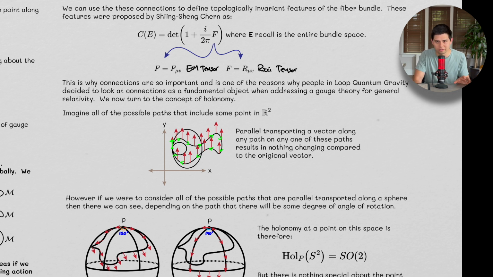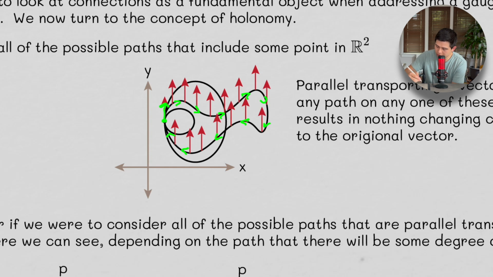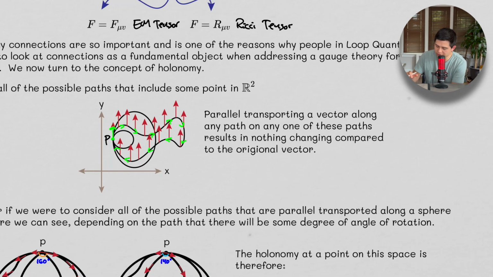If I'm wrong, please correct me on that in the comments. But let's look at this now. So imagine all the possible paths that include some point on R2. Alright, so let's consider some of these paths. We're starting here at point P. Here's our point P, and we could take this path, we could take this path, we could take this weird path as well. The idea here is that if parallel transporting a vector along a path on any one of these paths results in nothing changing compared to the original vector.